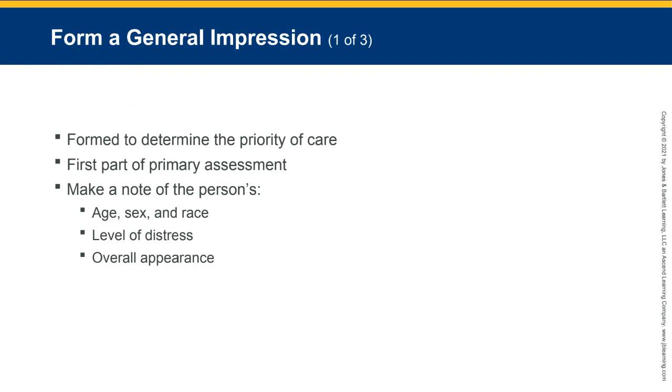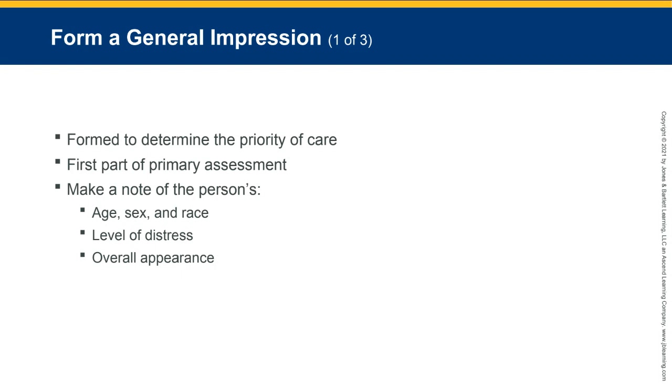Now, the first thing that we need to consider, the first thing that we need to do in the primary assessment is we need to form a general impression of the patient and the environment, to determine the priority of care. This is the very first part of the primary assessment.